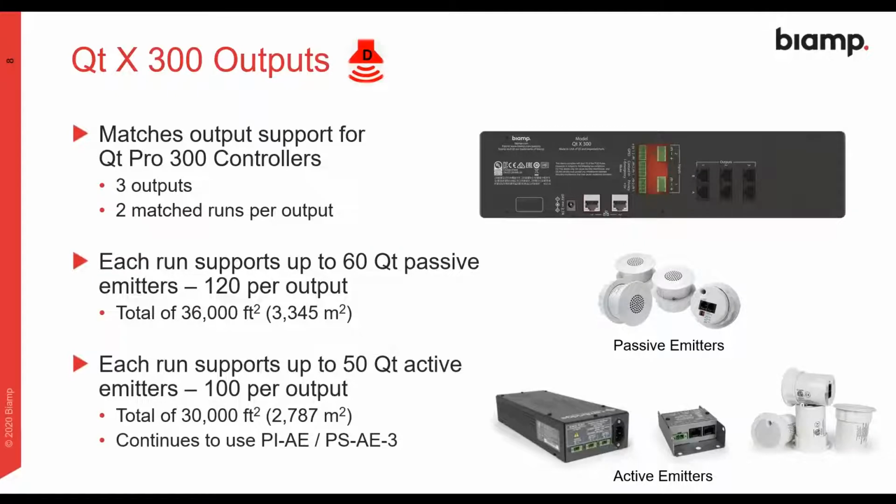If you've used that, we can support 6 QT passive per 120 per output. So you get 36,000 square feet of coverage, and then you can do 50 QT active emitters on the output using the emitter power injectors in the same way. You're using that for systems that need paging or sound background source reinforcement in the space. So if you're using that in addition to masking, using the active emitters is the best bet and the way to go.